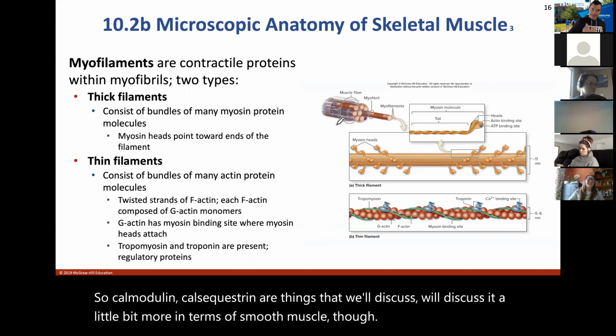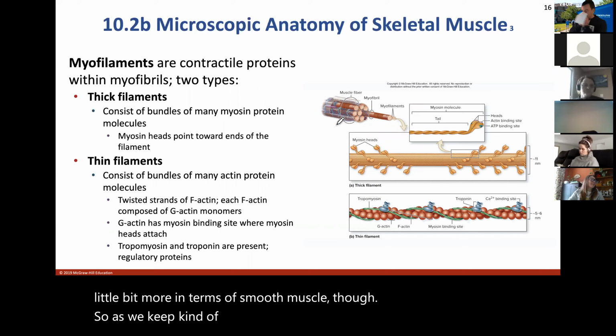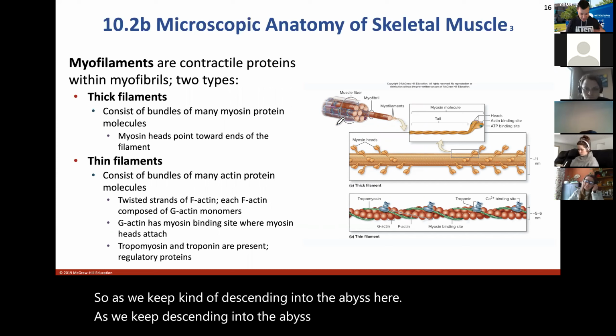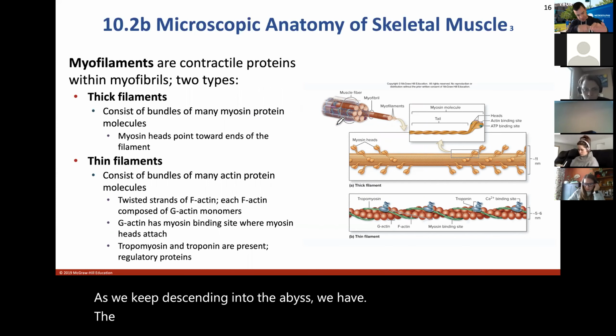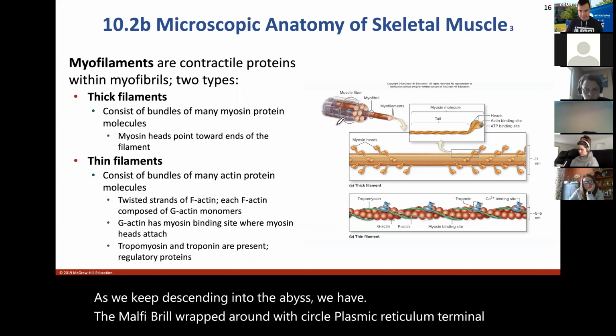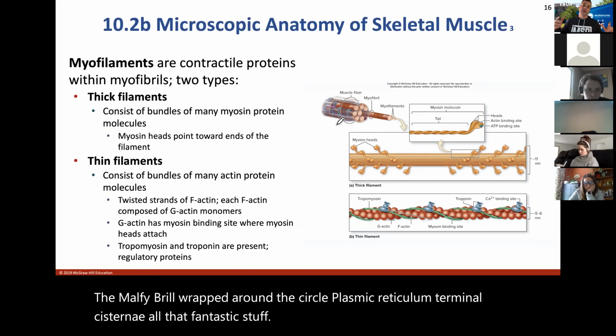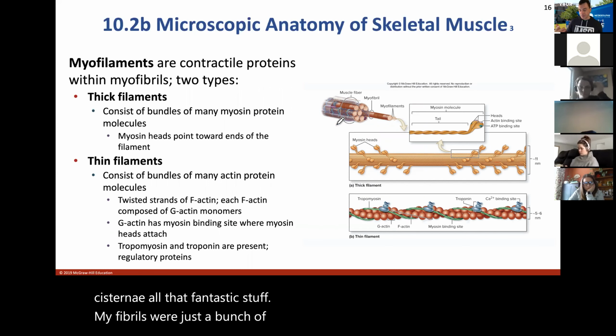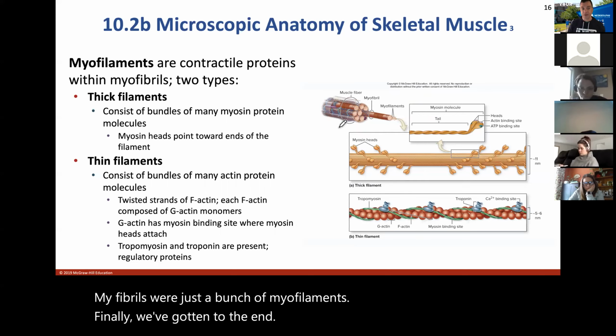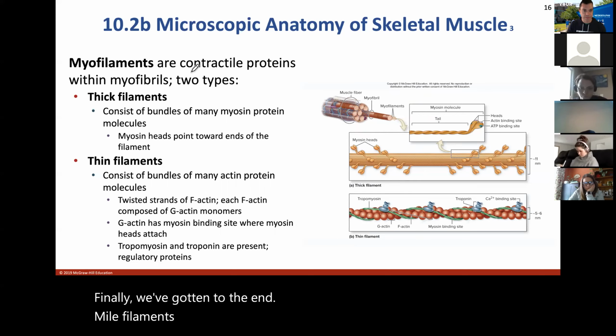So as we keep descending into the abyss here, we have the myofibril wrapped around with sarcoplasmic reticulum, terminal cisternae, all that fantastic stuff. Myofibrils were just a bunch of myofilaments. Finally, we've gotten to the end. Myofilaments is where the magic's happening.